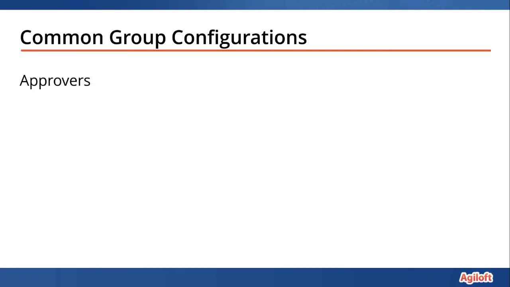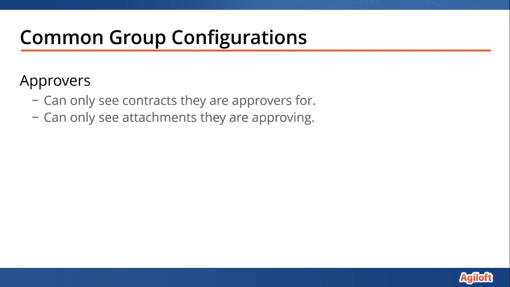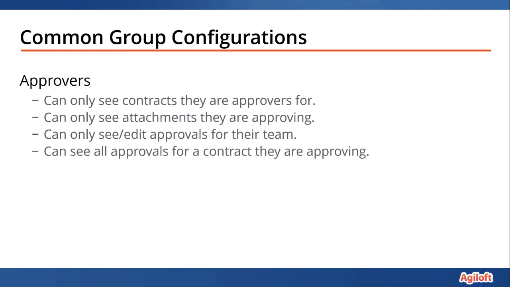Approvers are another crucial group within the system. Some common configurations include approvers only seeing contracts that they are the approvers for, or only seeing attachments that they are directly approving. Some approvers can only see or edit approvals for their own team, and other approvers can see and edit all approvals for the contract that they are approving.